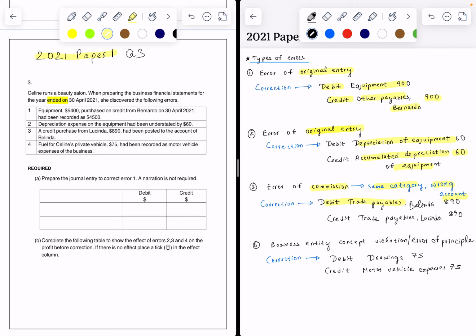Today we have got a past exam question from 2021 paper 1 and this is question number 3. In this question we will learn to identify the different types of errors which are involved and also how to correct these errors. This question also requires you to understand the effect on profit when the errors are not corrected. Lastly, we will also understand the accounting entity concept.